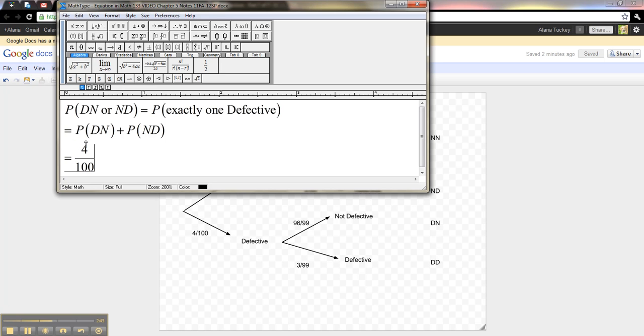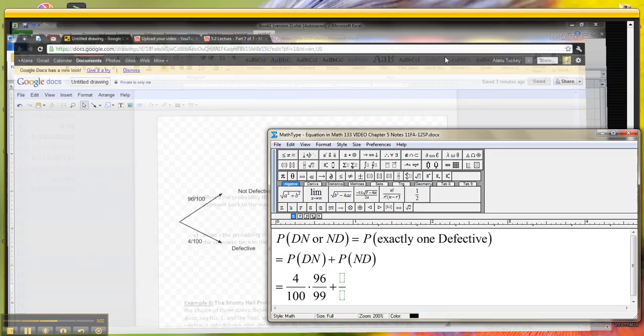All right, so 4 out of 100 times 96 out of 99. So that's the probability of getting a defective one first, then a non-defective one. Then I'm going to add to that. Okay, now I want a non-defective one first. So that's over at the top over here.